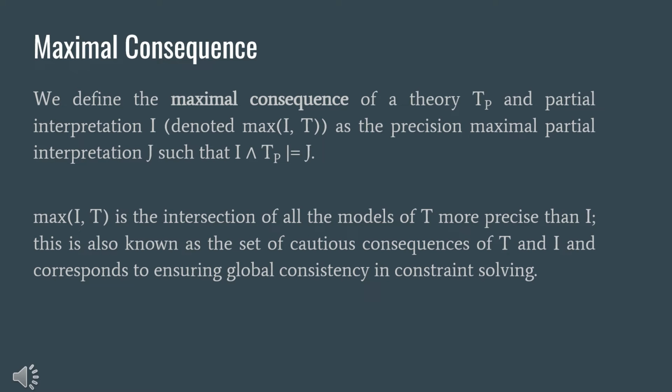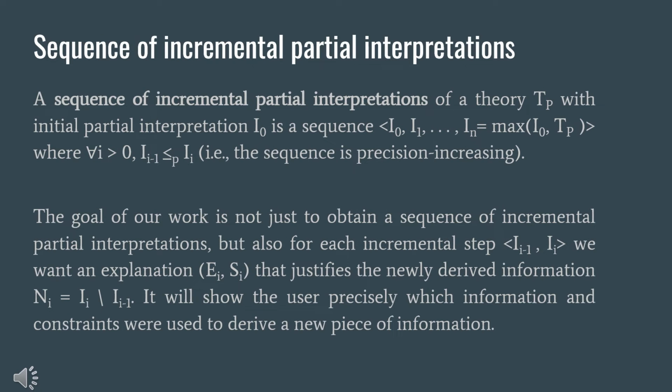Maximal consequence. Let us consider a theory T and partial interpretation I. Maximal consequence is the precision maximal partial interpretation J such that J is the consequence of I intersection T. In other words, it is the intersection of all the models of T more precise than I. Now consider the sequence I0, I1, I2, up to In, where In equals the maximal consequence of I0 and T.